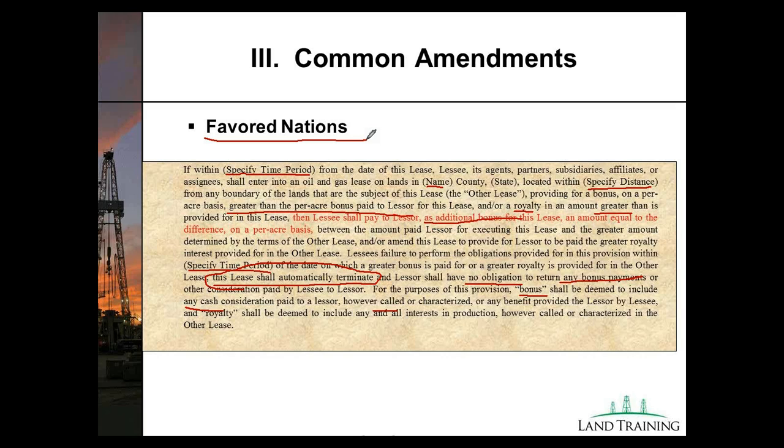This lease shall automatically terminate. The only other clause that could make automatic lease termination is failure to pay a delay rental if it's a delay rental lease. So to have this lease automatically expire if we don't meet those demands is a very onerous provision. I do want you to know that it is out there. Luckily, a lot of royalty owners don't know about it, but I want you to be familiar with it.